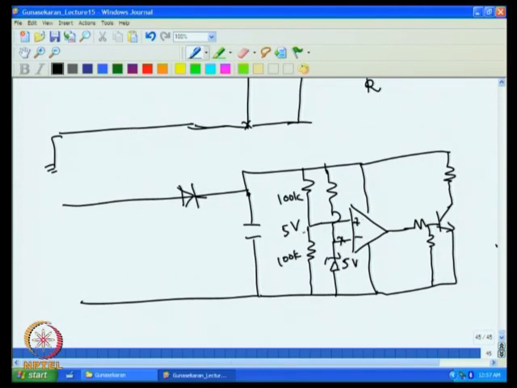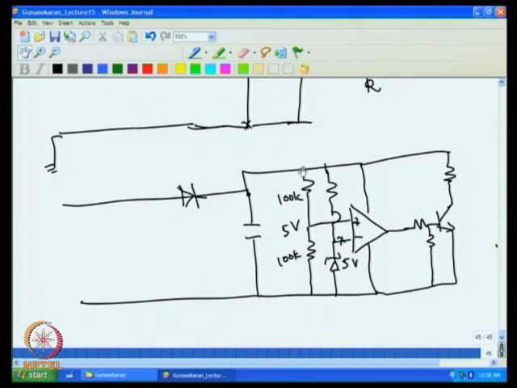So if this voltage is at 5 and this is less than 5, then output will decrease, because this is 5 and this is lower than 5. That will make low current here, and that will increase this voltage. And if it goes more than 5, then output will go high, more current will go, and this will reduce. So eventually, by this mechanism, if I keep this one at 5, this will also remain at 5.